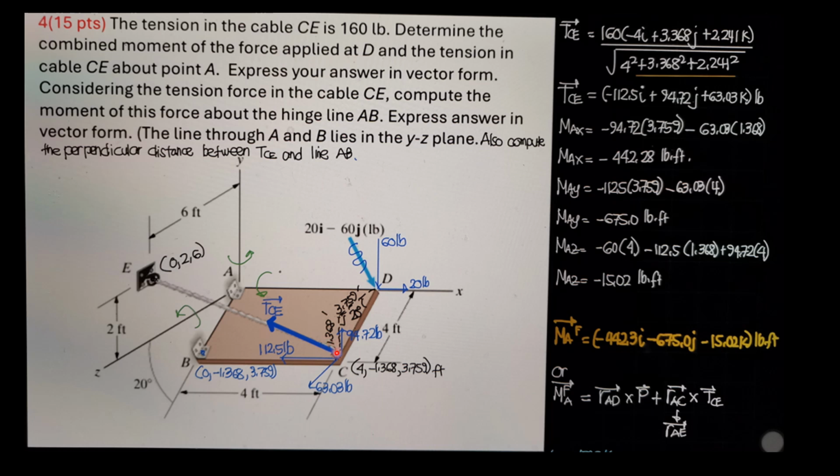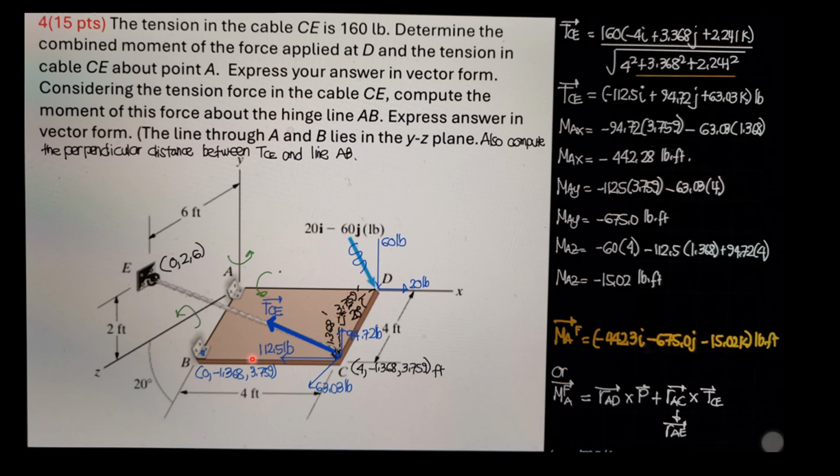Then for the TY component 94.72, it is counterclockwise, same sense as that. So it is plus 94.72 times 4 feet for that distance there, 4 feet. So combining, it is negative 15.02 pound-foot. Therefore, the moment of the force about point A in vector form is negative 442.3 I, negative 675 J, and negative 15.02 K pound-foot.